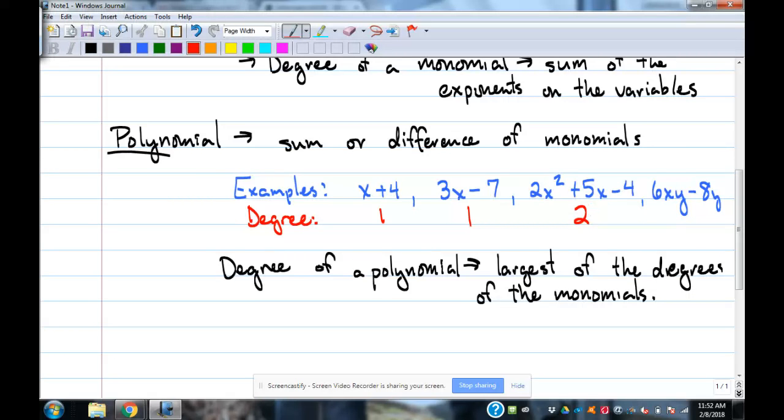The last one here, we've got 6xy minus 8y. 6xy, what's its degree? 2. So the degree of the whole polynomial is 2.